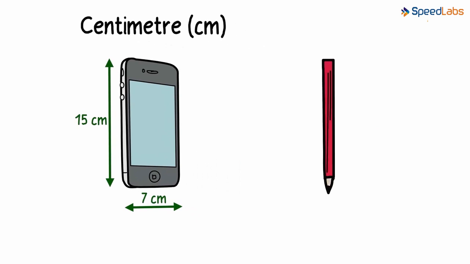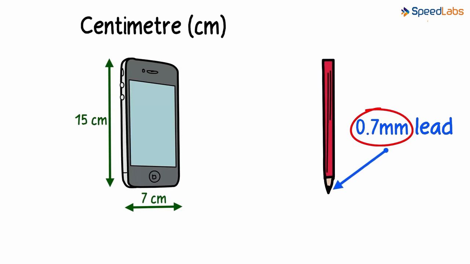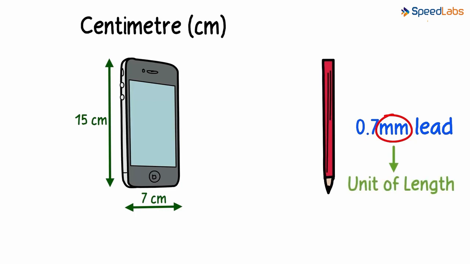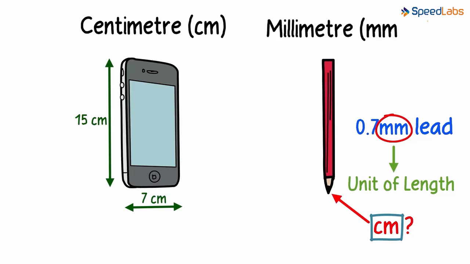Sometimes you've heard something like a 0.7 mm lead. 0.7 mm here is nothing but the thickness of the lead used in making the pencil. But what is mm? It's a unit of length. But why can't we use centimeters to measure the thickness of the pencil lead? Because it's too tiny for centimeter to be used as a measuring unit. Hence, we use something called millimeters. That's what mm stands for.